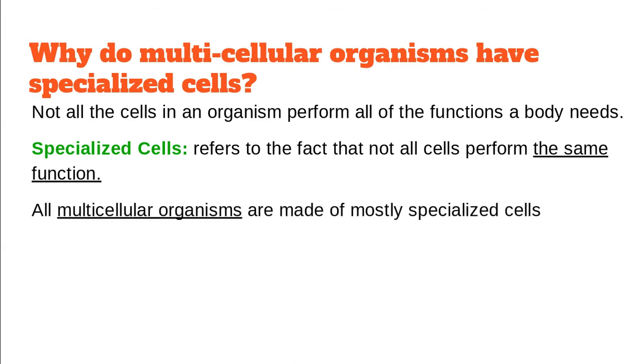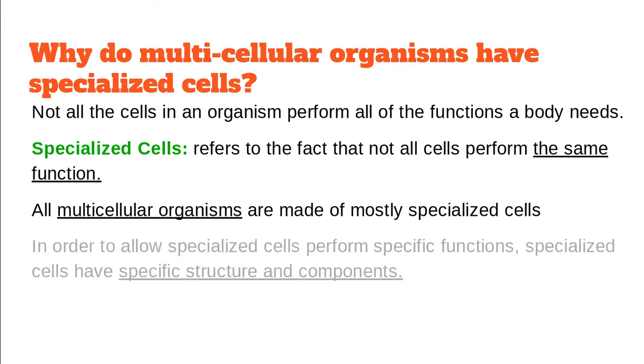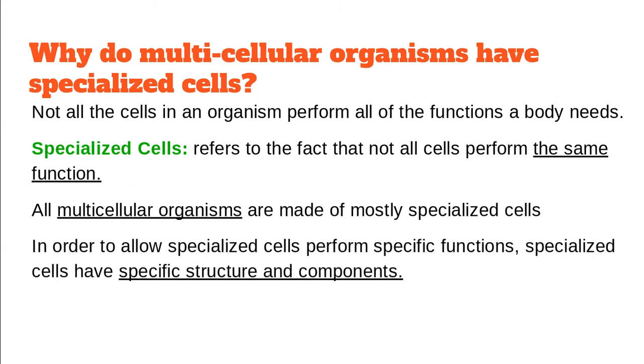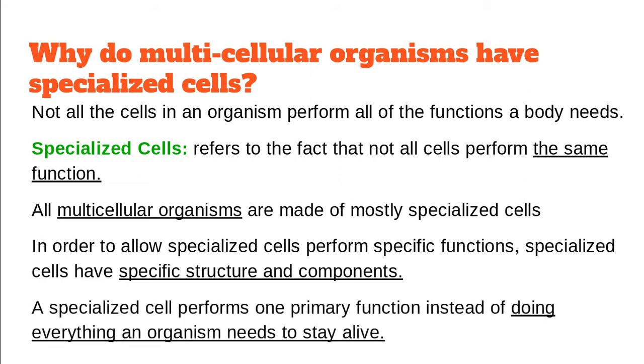So all multicellular organisms are made up of mostly specialized cells. And again, in order to allow the specialized cell to perform specific functions, specialized cells have very specific structure and components within them. They might have different organelles, at least different numbers of those organelles. We'll talk about that in a bit. So a specialized cell performs one primary function instead of doing everything that organism needs to stay alive.